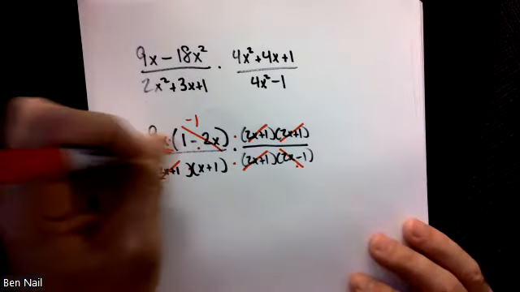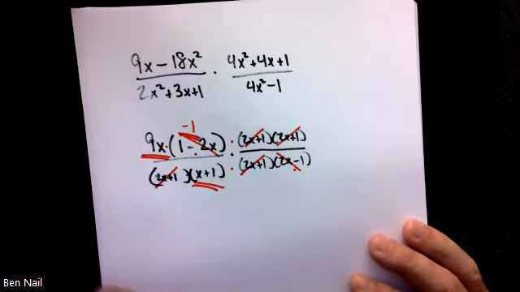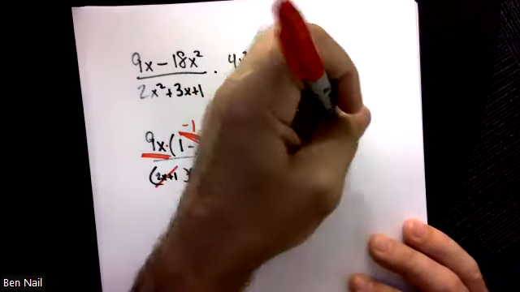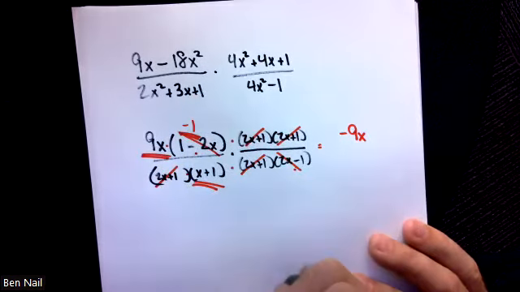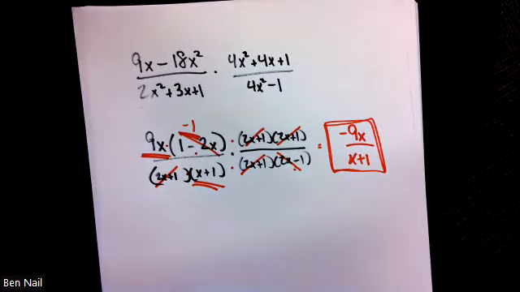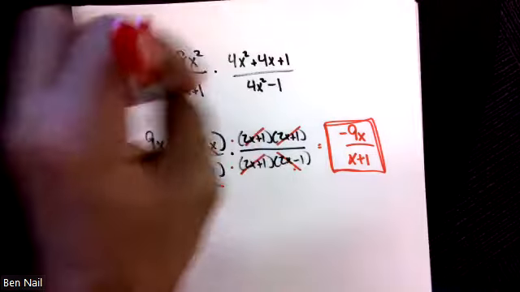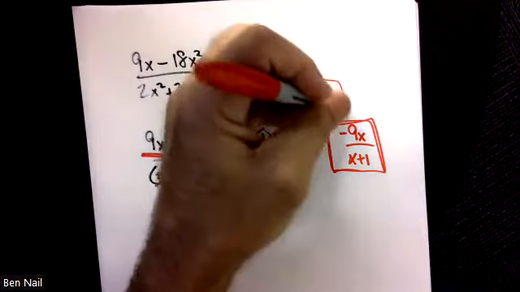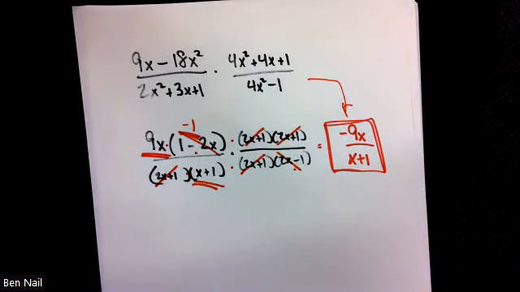So when you look at what we're left with, we have a negative 9x and an x plus 1. So this big, hairy, ugly problem reduces all the way down to this nifty, neat little negative 9x over x plus 1.